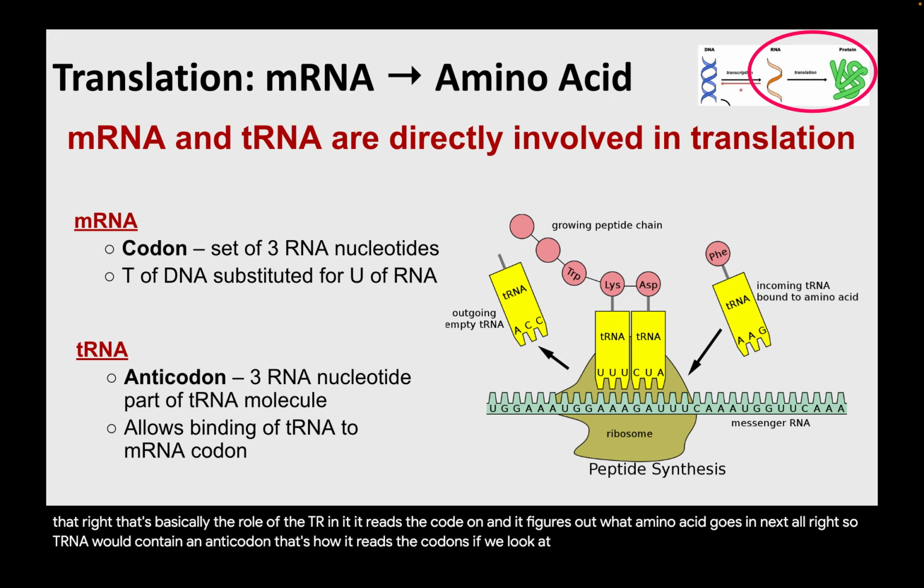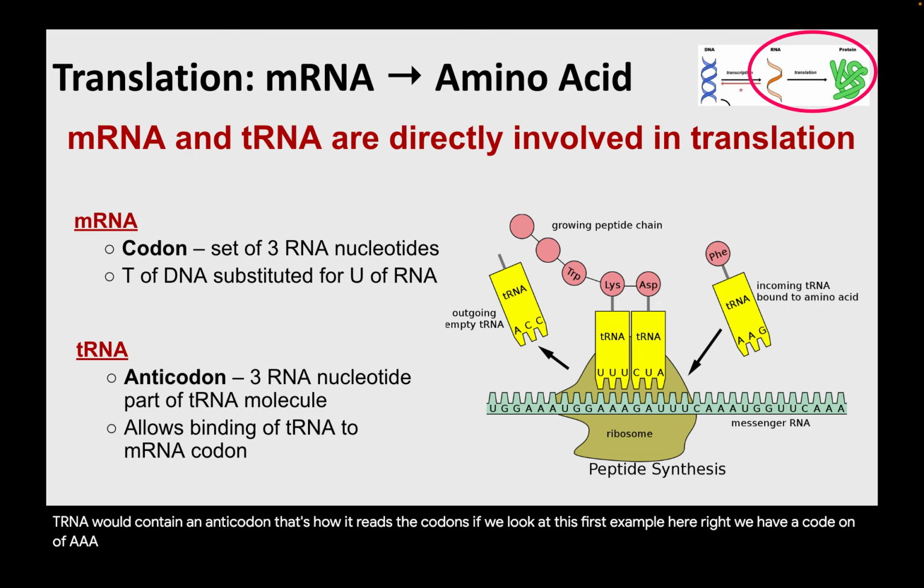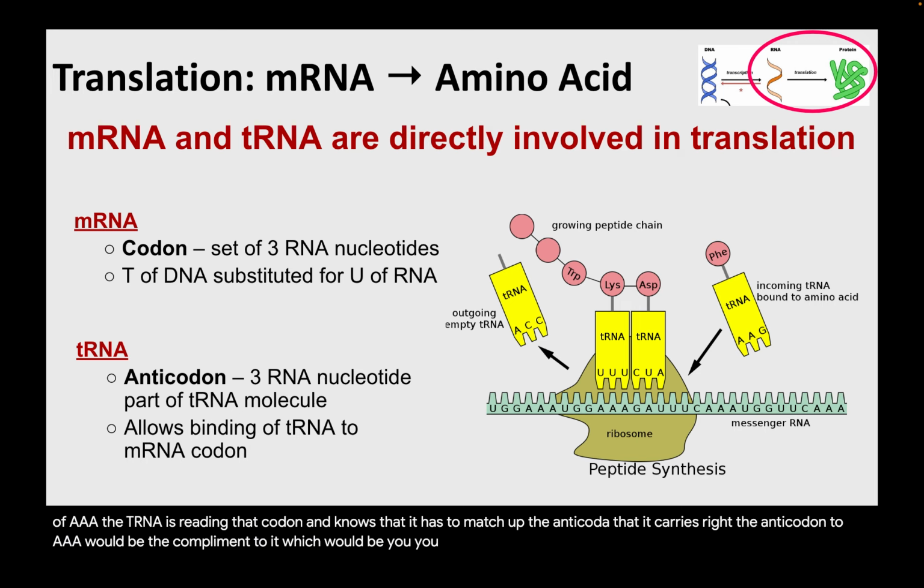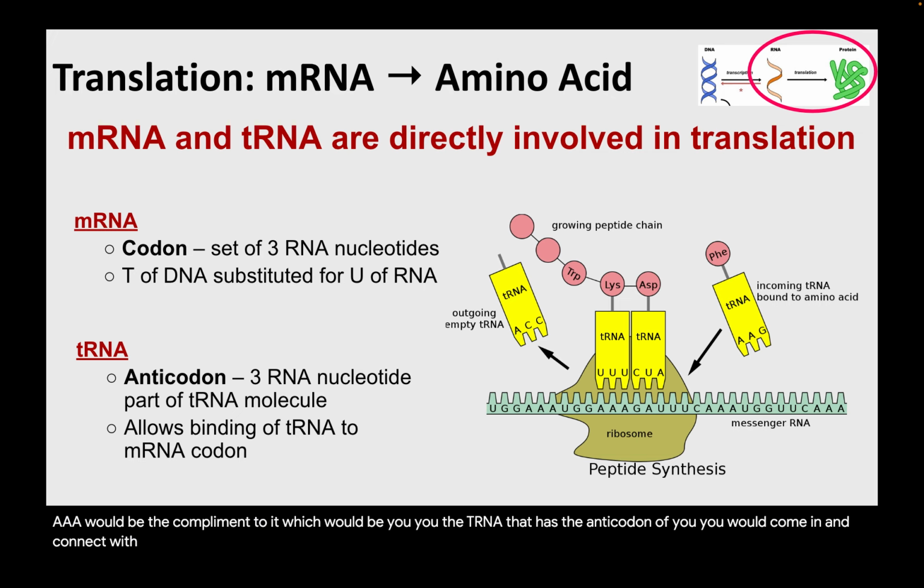If we look at this first example here, we have a codon of AAA. The tRNA is reading that codon and knows that it has to match up the anticodon that it carries. The anticodon to AAA would be the complement to it, which would be UUU. So the tRNA that has the anticodon of UUU would come in and connect with this codon here, and what it brings with it is an amino acid, the amino acid that's coded for by the codon AAA.